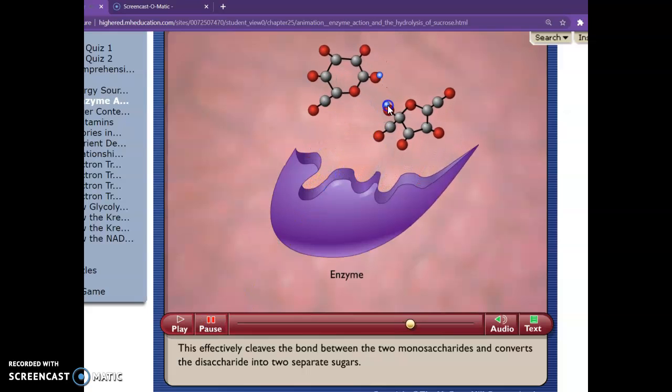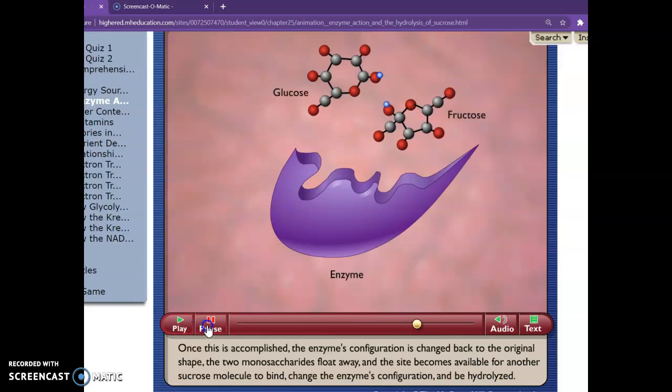So you can see now that an H from the water is on one end and an OH from the water is on the other end, stabilizing now these two individual monomer units into two separate sugars. Once this is accomplished, the enzyme's configuration is changed back to the original shape.